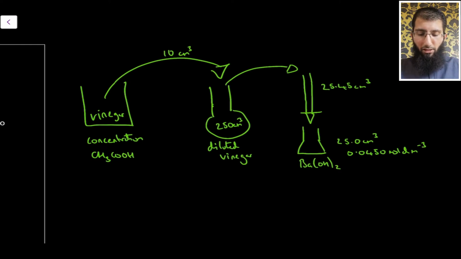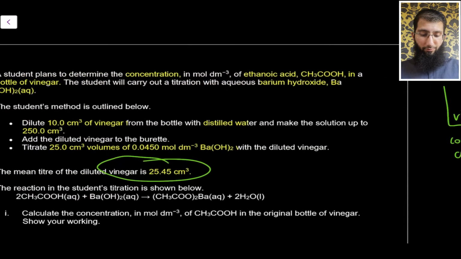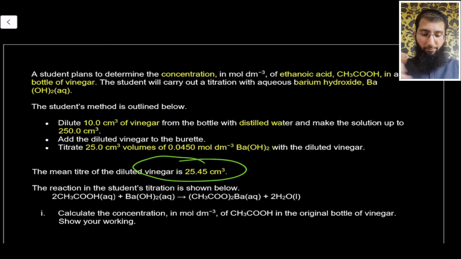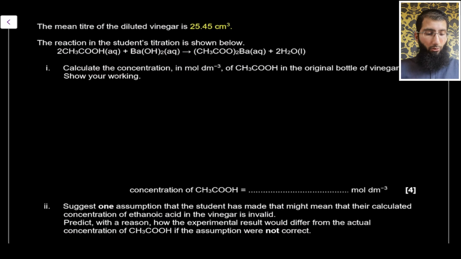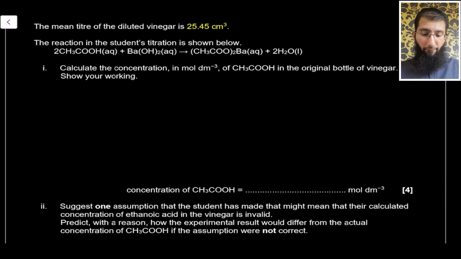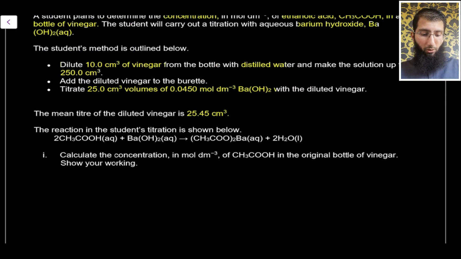So we've now got an idea of what's actually going on, and certainly I have. This for me is a lot easier to understand than all of this. So let's have a look at tackling this question. We need to calculate the concentration of ethanoic acid in the original bottle of vinegar. To do this, I'm going to identify for which substance I have the most information. I've been told I've got a volume for ethanoic acid. That's my mean titre of vinegar, 25.45 cm³.